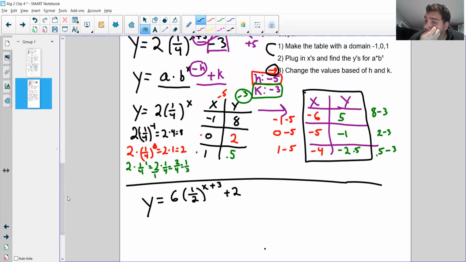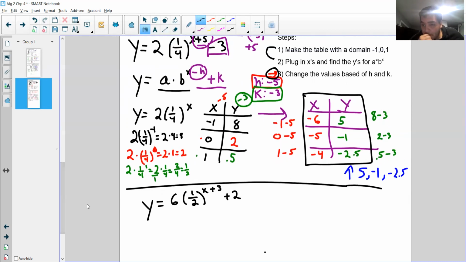All right. To see if you understood the lesson, your exit ticket is right here. Y equals 6 times 1/2 to the power of x plus 3, plus 2. What I want you to send me is the y values of the new table. Like if it was this one, you would type 5, comma, -1, comma, -2.5 for me. It's okay to use a calculator. I recommend using a calculator to avoid errors, especially when you deal with negatives.